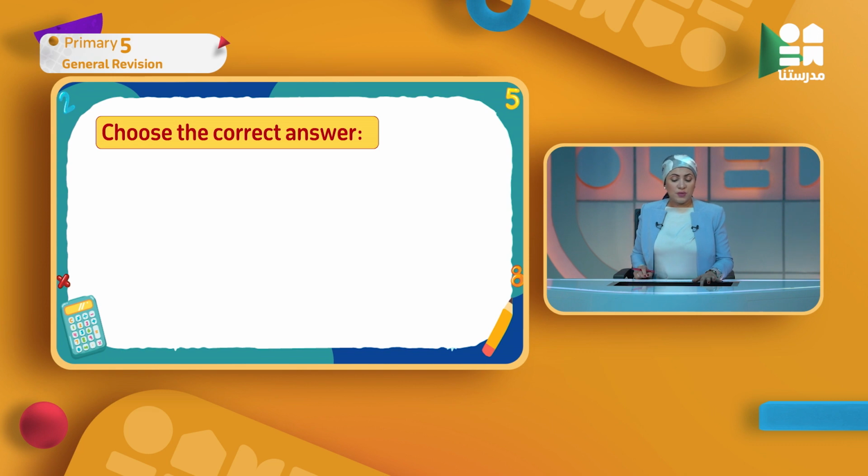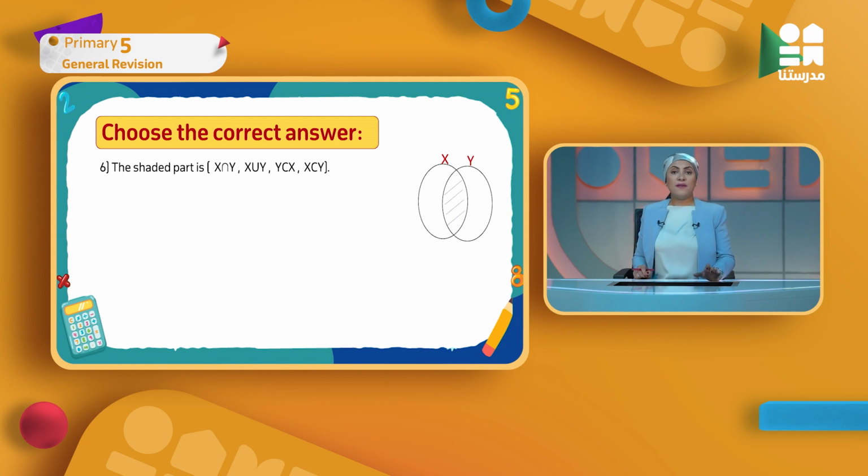Okay, let's move to this question. Choose the correct answer. I have the Venn diagram with sets x and y as you see. And I have a shaded part between x and y. So I just want you to tell me this shaded part, is it x intersect y or x union y, or y is a subset of x, or x is a subset of y.